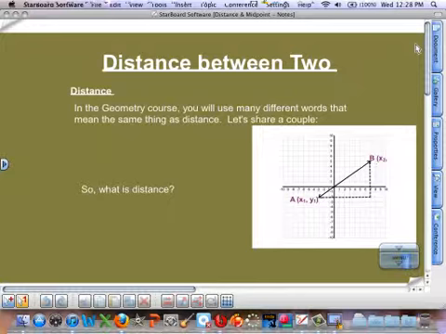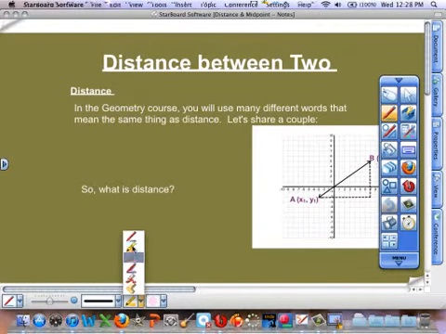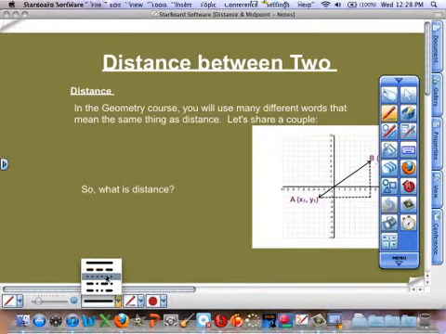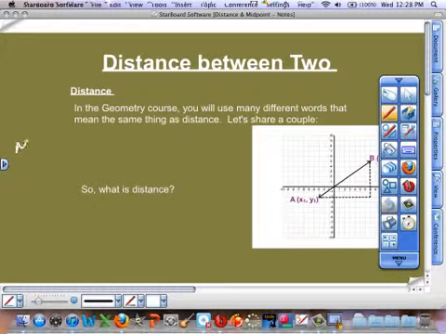Okay, so distance between 2 points. What are some terms that we use in math or in other classes or just talking to other people? What are some terms that we've used to represent distance? Miles. Say that again, Sarah? Miles. Okay, so that would be a unit of distance, in terms of miles. What are some other words? Chris? Block.